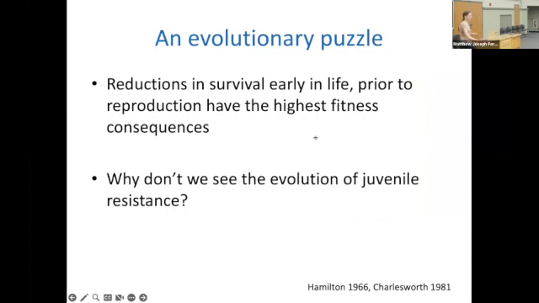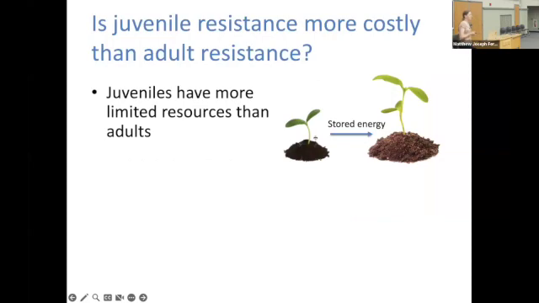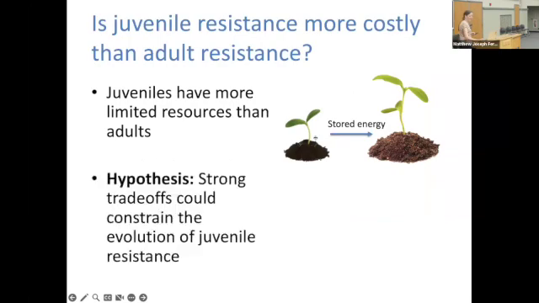There are a couple of different hypotheses. The one I want to talk about today is that maybe juvenile resistance is just more costly than adult resistance. We know that juveniles have more limited resources. For plants, young seedlings are often running on stored energy for a little bit until they can make their first true leaves. So maybe they just don't have extra resources to throw towards defense. So we hypothesized that strong trade-offs could constrain the evolution of juvenile resistance.